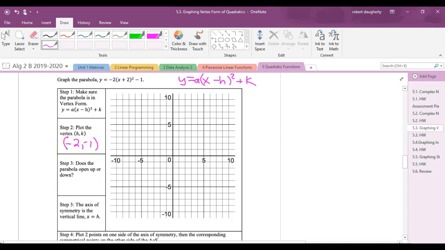That's one of the big things that people miss. The formula has a minus built in. So you want to be able to write this; it won't be given to you on the test. You'll need to know that formula, x minus h. That's x minus negative 2.